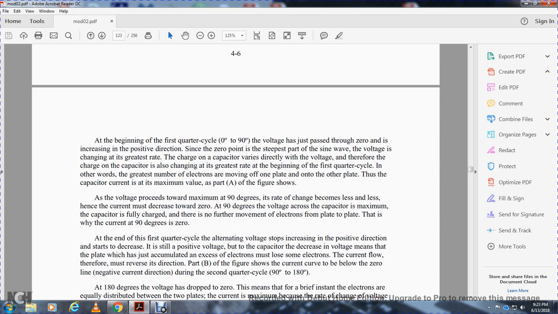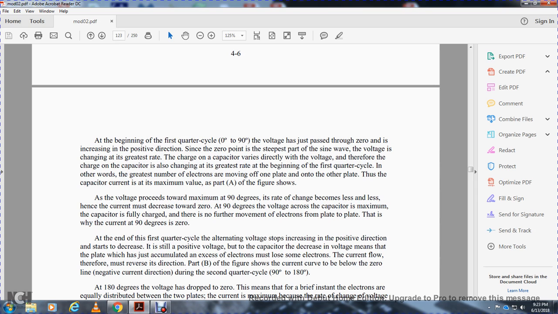At the beginning of the first quarter cycle, 0 to 90 degrees, the voltage has just passed 0 and is increasing in the positive direction. Since the zero point is the steepest part of the sine wave, the voltage is changing at the greatest rate. The charge of the capacitor varies directly with the voltage. Therefore, the charge is always changing at the greatest rate at the beginning of the first quarter cycle. In other words, the greatest number of electrons are moving off one plate onto the other plate. Thus, the capacitor current is at its maximum value at point A in the figure shown.